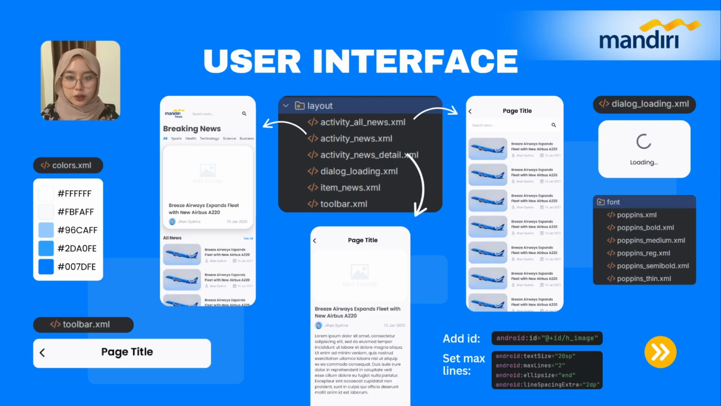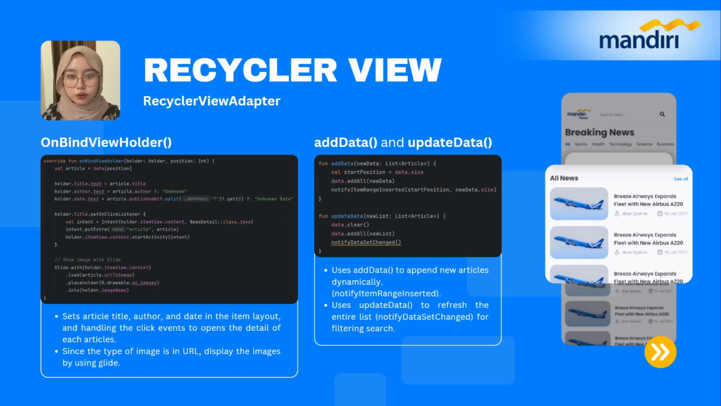And don't forget, for specific tags such as title, images, authors, and then the date, we have to put IDs there so that we can later change the data based on the NewsAPI. Since we've done with the user interface, we have to handle the UI logic as well.